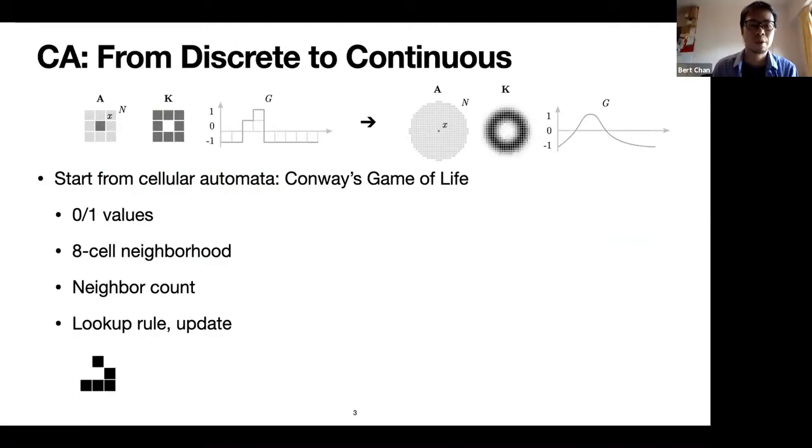We start from the famous cellular automata, that is a common scheme of life. This is a grid of sites where each site has a 0 or 1 value and an Excel neighborhood. We do an update rule by first counting the neighbors and then looking up the next value in the table, and then do an update to the grid. It produces some very interesting creatures like this glider that's moving along the grid.